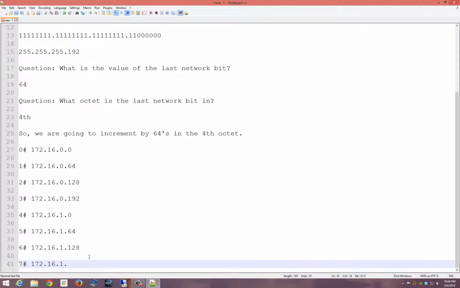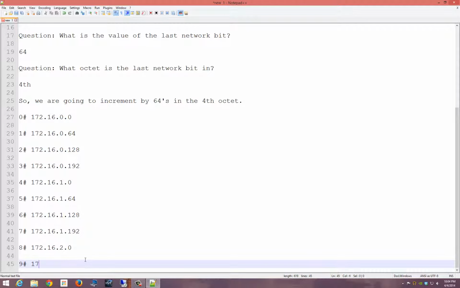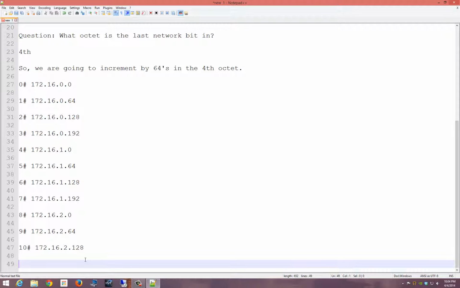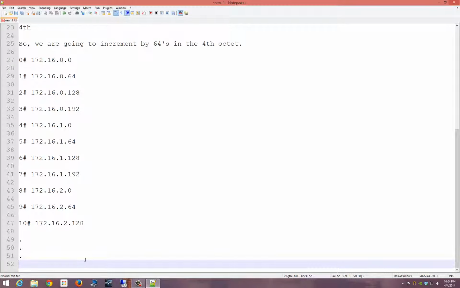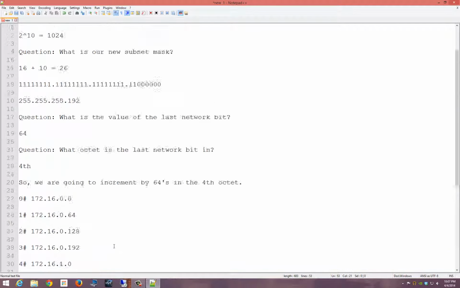And again, we reach 192. So we're going to carry over the 1 into the 3rd octet. If you continue incrementing by 64s in the 4th octet, you will eventually reach subnet number 1023. It would be too time consuming to list all 1024 subnets, so I'm going to jump to the last subnet.